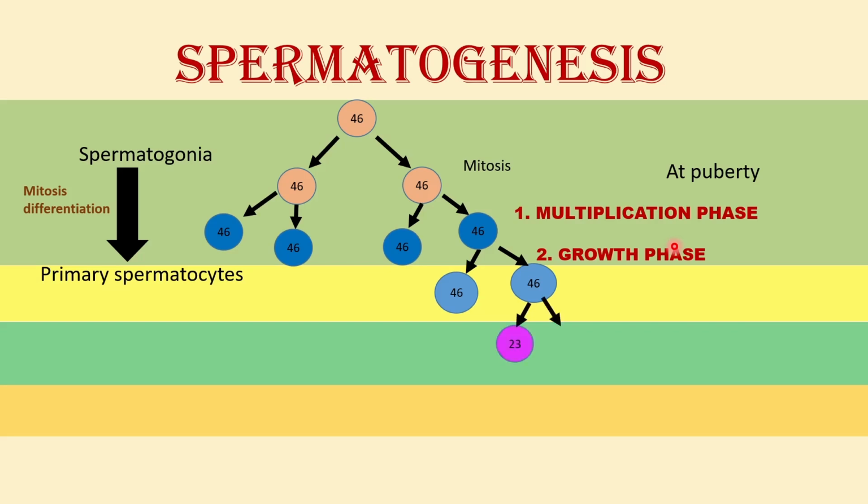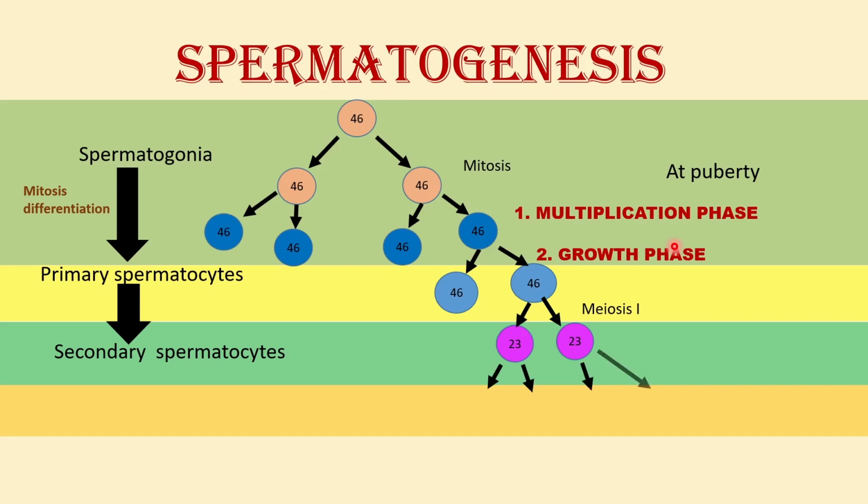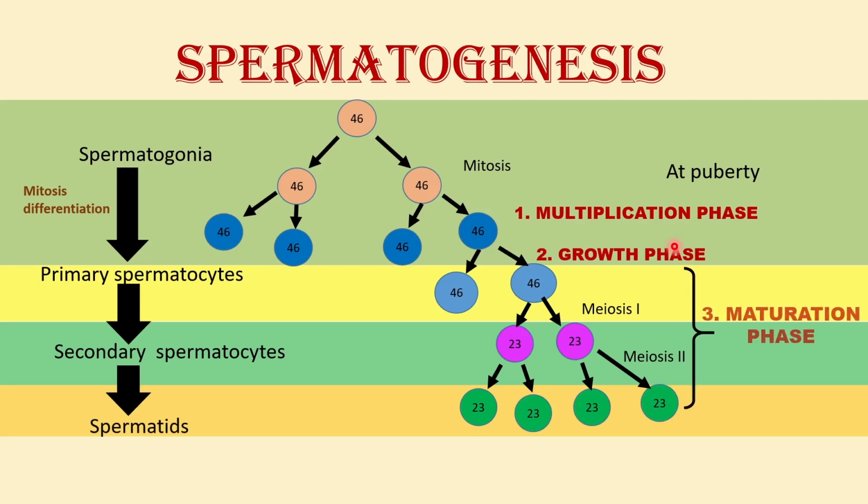The third phase is the maturation phase. In this phase, the primary spermatocytes complete the meiotic divisions, meiosis 1 and meiosis 2. At first, the primary spermatocytes undergo the first meiotic division to form two haploid cells, known as secondary spermatocytes, as we have seen already. Then the secondary spermatocytes complete the second meiotic division to form four haploid daughter cells, or four haploid spermatids.